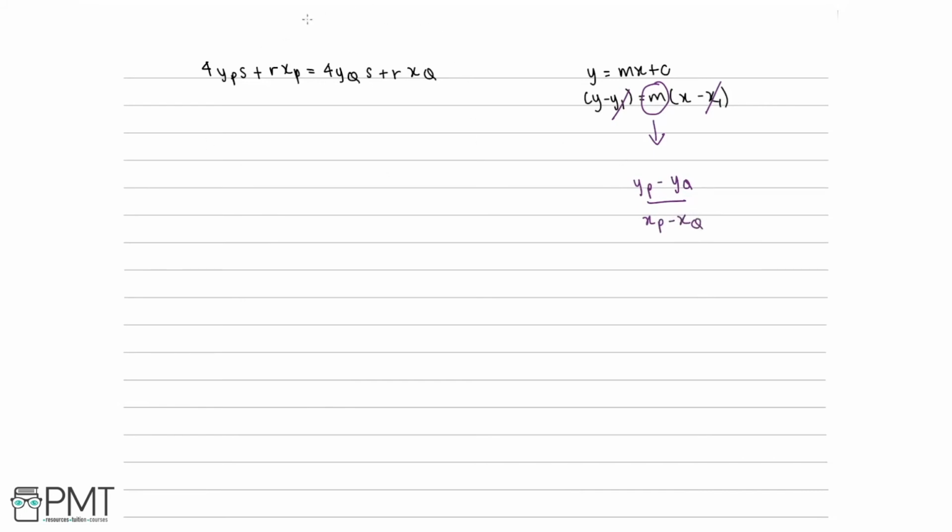Now let's look at our equation over here again. We have a yp and an xp and a yq and an xq. So let's somehow try to rewrite our equation in this form over here in order to get the gradient of our line. So let's move yp and yq onto the same side. And similarly, let's move xp and xq on the same side. So we have 4s multiplied by (yp minus yq) is equal to r multiplied by (xq minus xp). And by rearranging in order to get something of this form, we get (yp minus yq) all over (xq minus xp) is equal to r over 4s.